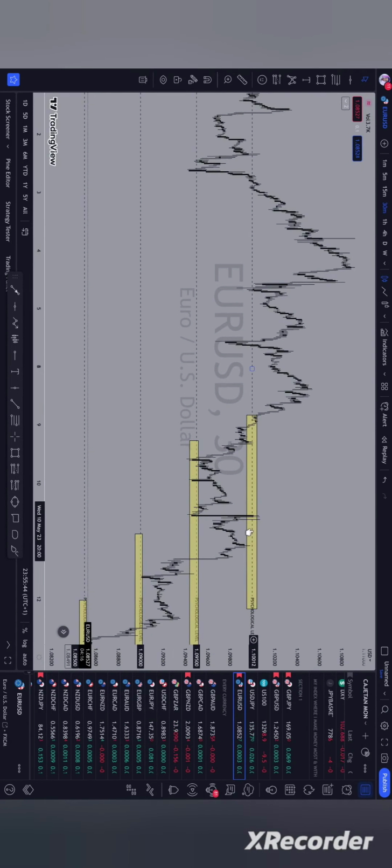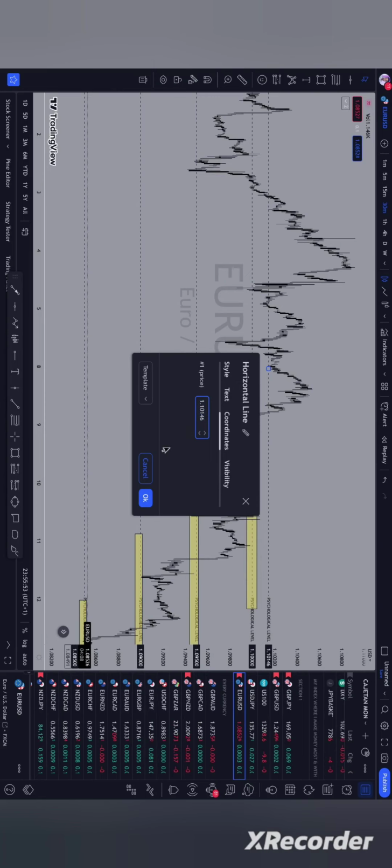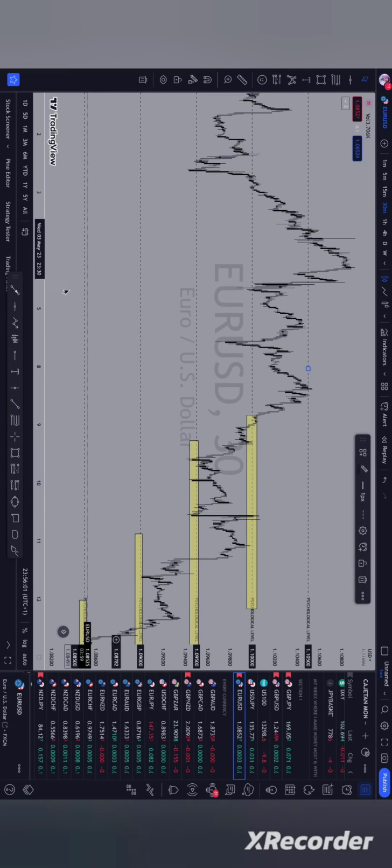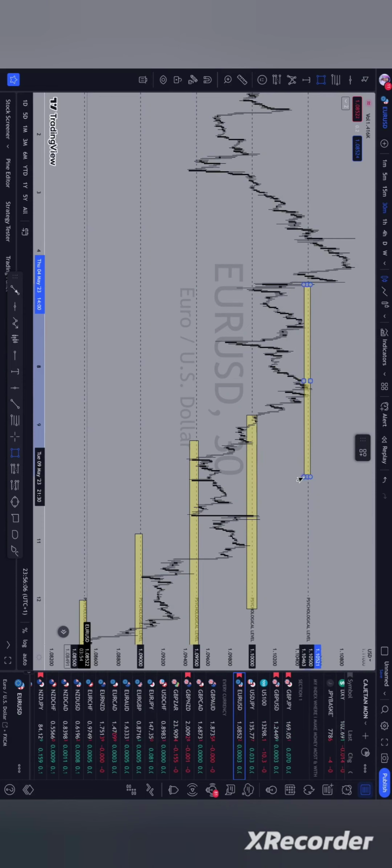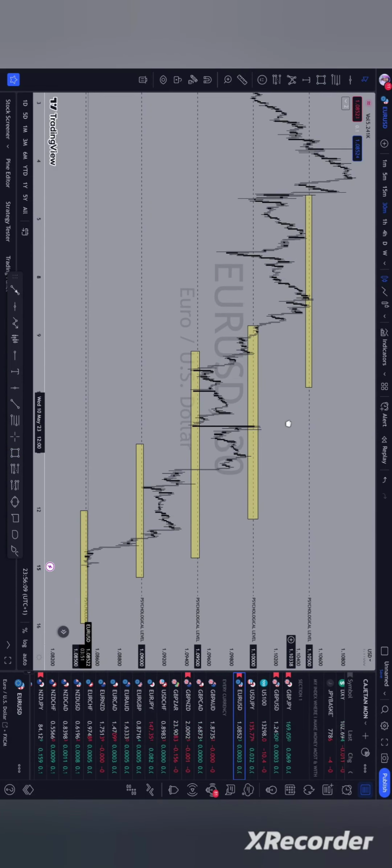So let's put the last psychological level up here. Let's clone this line and put the value of this at 500 and click OK. We get it up here. You see it just appears up at this area here, and if you look at this area, it has also been a resistance for some time. So psychological levels is one of the best ways to approach the market and trade.